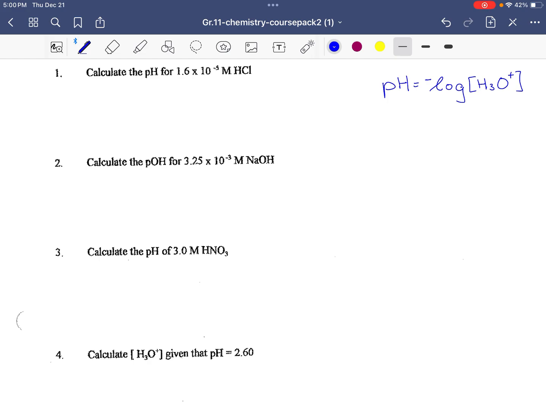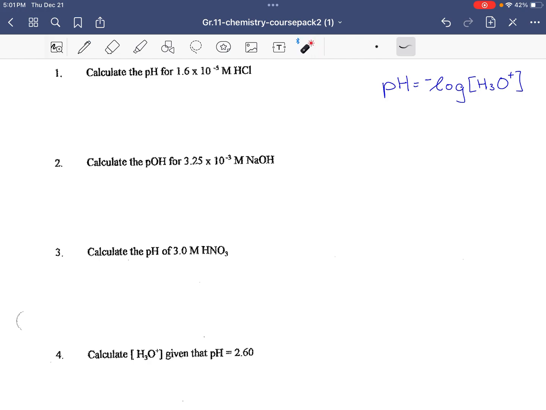advantage because the acid, if you're talking about HCl, H2SO4, HNO3, the ratio of that with H3O is always 1 to 1. So if you have 0.1 molar of HCl, that's 0.1 molar of H3O. 0.25 molar of HNO3, it will be 0.25 molar of H3O. Always going to be 1 to 1. And we'll see that in a sec.